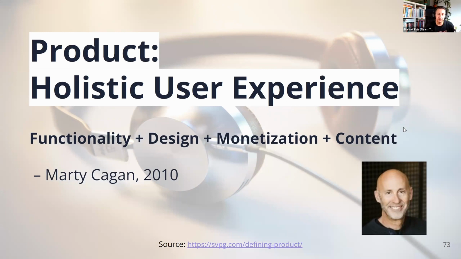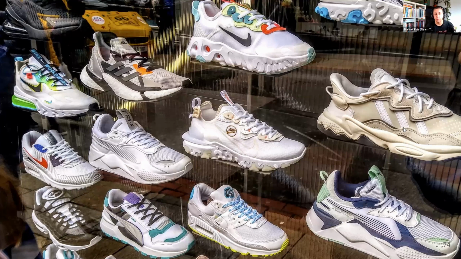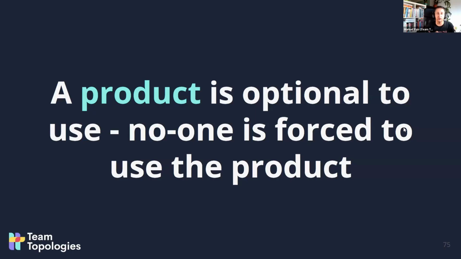But we can go a bit deeper than this and try to figure out, okay, what actually makes a product? Well, one thing is that a product is optional to use, right? If you go to a sneaker store, you don't have to buy anything. You might buy it if you like it, if you think it's what you need. But a product's optional to use, right? No one is forced to use the product. So this is quite important for any team to understand.